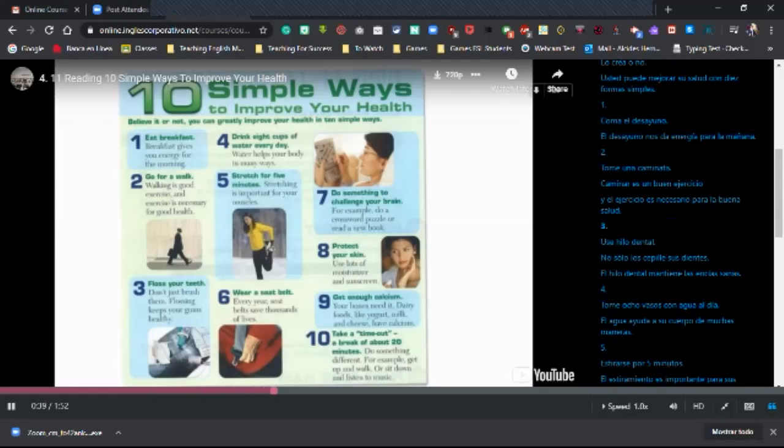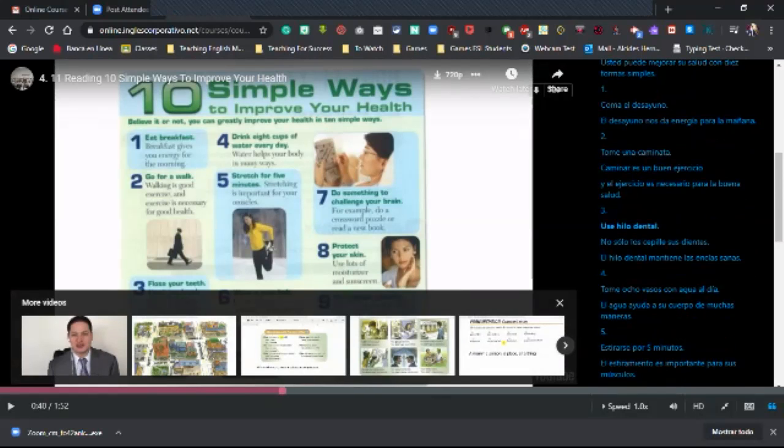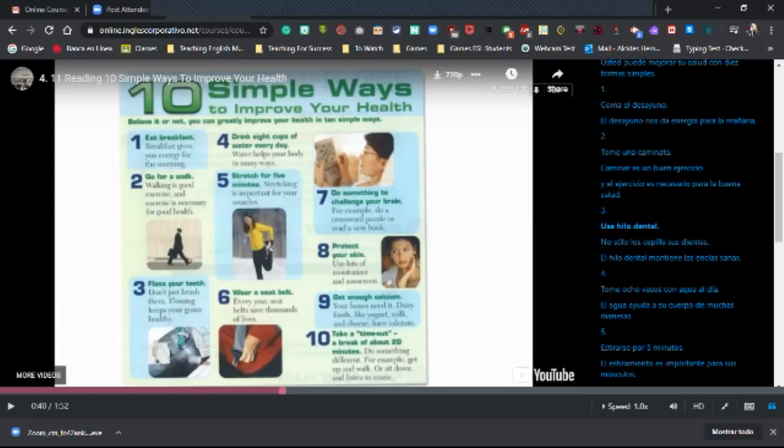Wait, what is number 1? Eat. Comer desayuno. Eat breakfast. They say that is the most important meal of the day. La comida más importante. So we need to take it every day. And what is number 2? Caminar. Go for a walk. Yes, go for a walk. Even for 5 minutes, okay? Let's listen number 3.